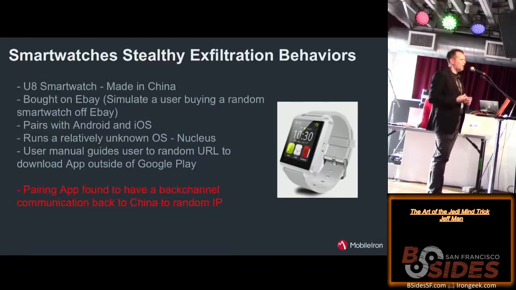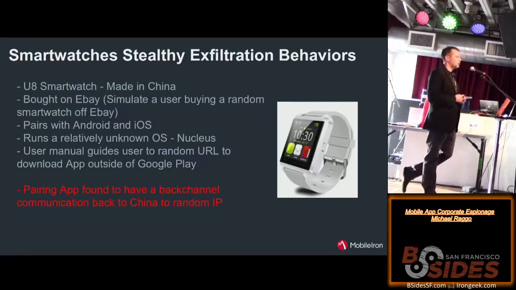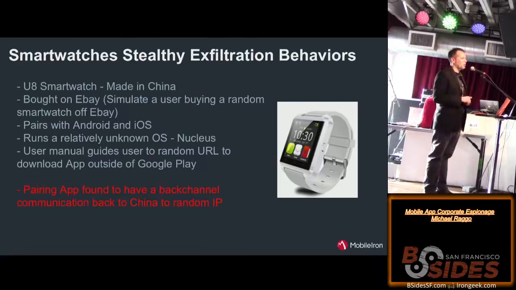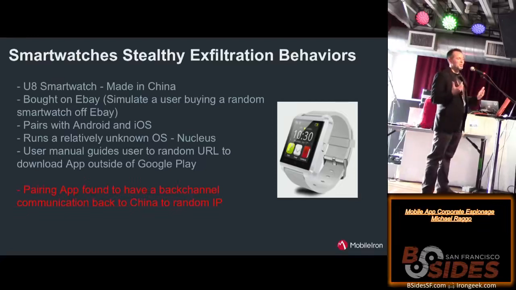One of the unexpected things we found in our research was this Chinese smartwatch. We were certainly suspicious about it. We couldn't find much online about it. When we got it, it came with a little slip of paper with a random IP address where you could download the pairing app for either iOS or Android. And of course, we did this in a test lab with stuff we could crash and burn with.